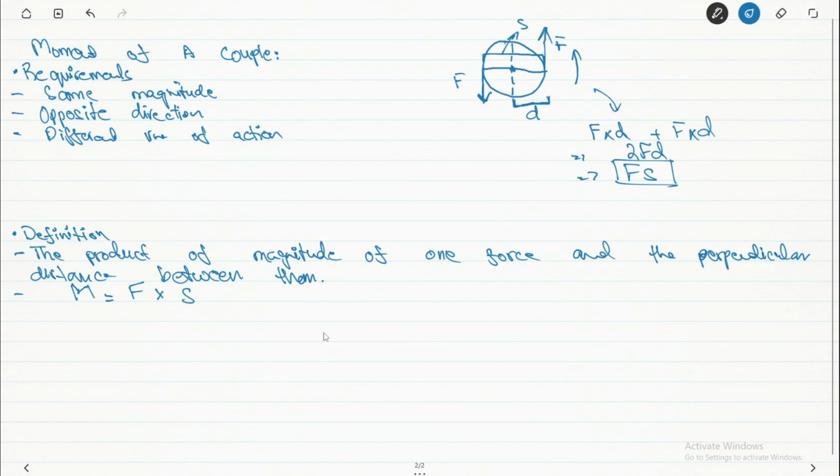So this is basically it for moment. There are a little bit of nuances, but we'll tackle them in the past papers. So don't worry about them right now. Just memorize these definitions and you're good to go.